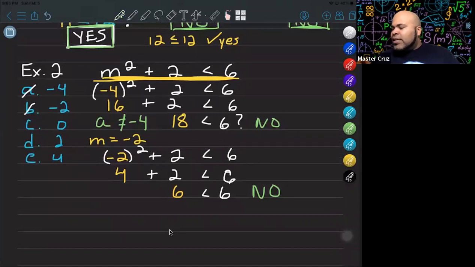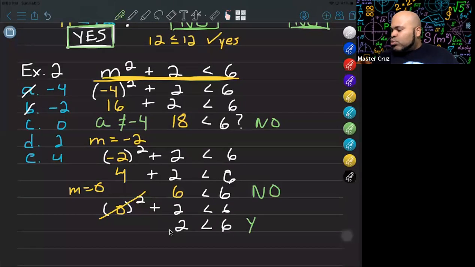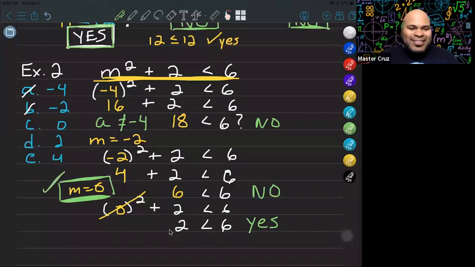What happens if you plug in 0? Well, if you plug in 0, I'm going to rewrite the problem again: squared plus 2 is less than 6. But now I'm going to try m equals 0. So I'm going to plug in 0 here. Well, 0 squared is 0. This just cancels, and you get that 2 is less than 6. Now, this is a true statement. 2 is less than 6, which means m equals 0 is a solution, and C will be correct.